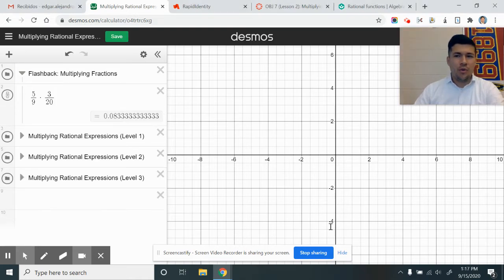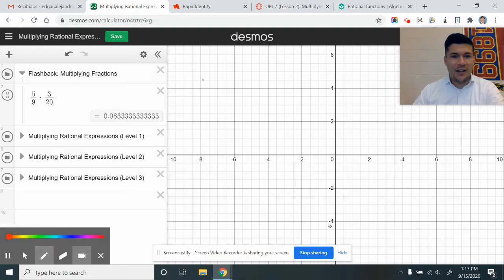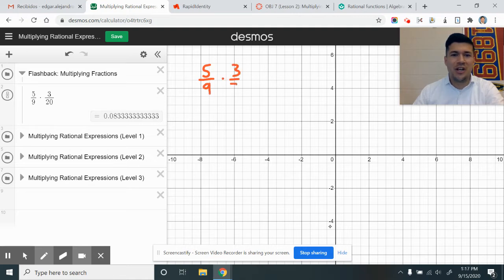First, let me take you on a trip down memory lane, and let's talk about how you multiply something like 5/9 times 3/20. Now, before you tell me, you multiply straight across. Yes, I know you can. And multiplying straight across will get you what? 15 over 180. And then you'd have to worry about how to simplify 15 over 180.